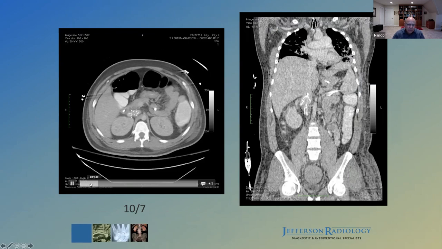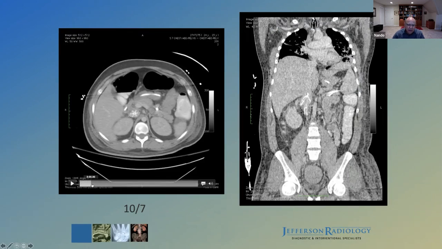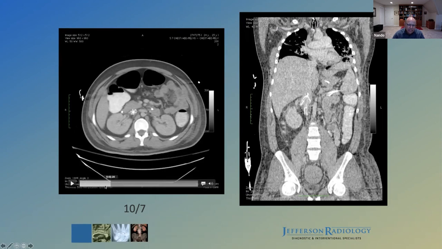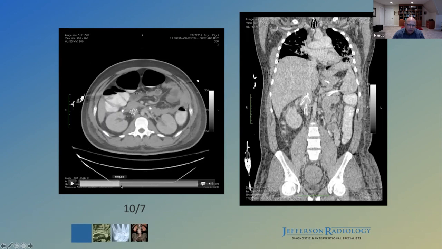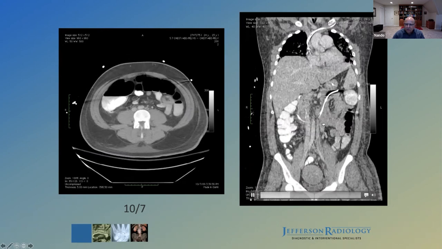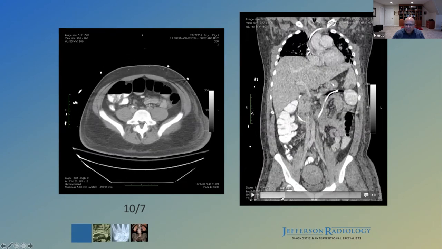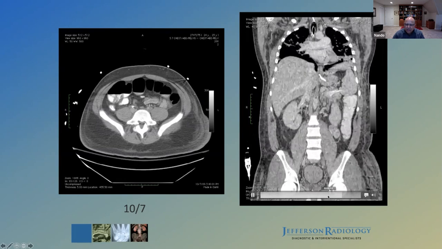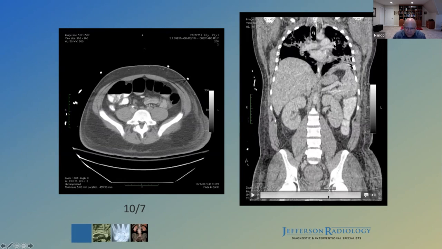A CT was performed, and coming down, you notice the cranial filter, and notice that the tines are extending into the renal arteries. Here we see the lower filter, and the coronal view also demonstrates the tines of the filter extending into the renal veins. Again, this patient is not being protected from potential emboli from the lower extremities.